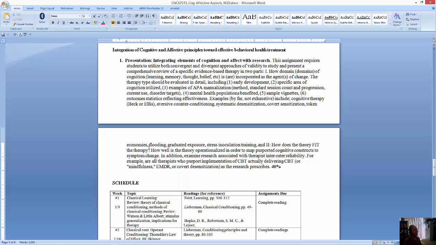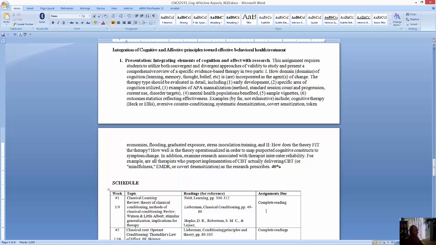How well are the therapists who are utilizing these methods rated as far as their inter-rater reliabilities, or in other words, their consistencies across the provision of the specific therapy types or domains? Anyway, that's about it.